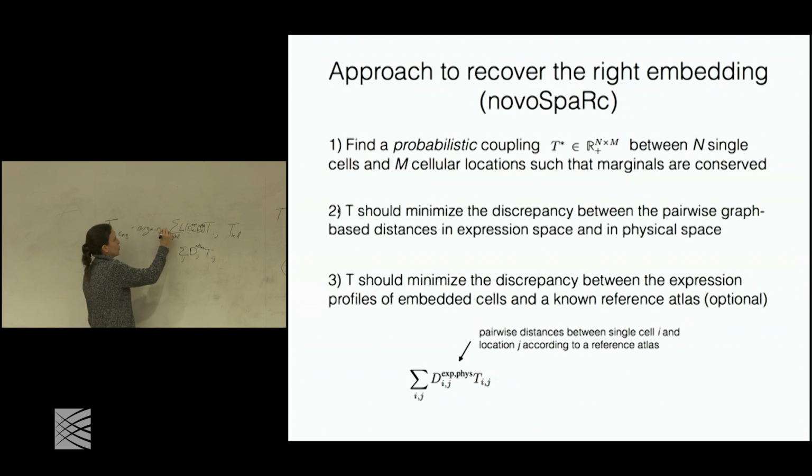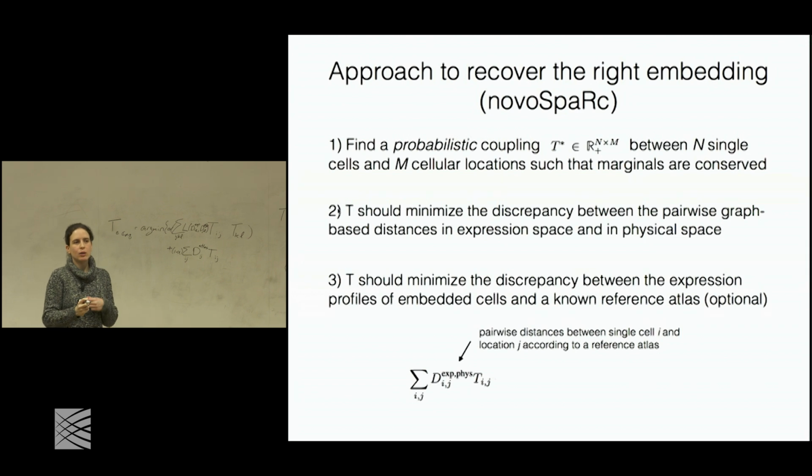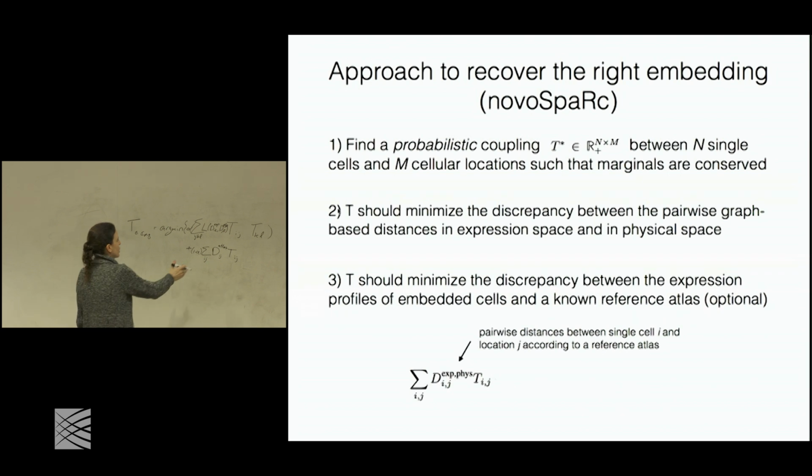And we can interpolate between these two terms, so that if we have a more extensive reference atlas that we trust more, maybe we would like to weigh it more relative to comparing the geometries in expression in physical space.